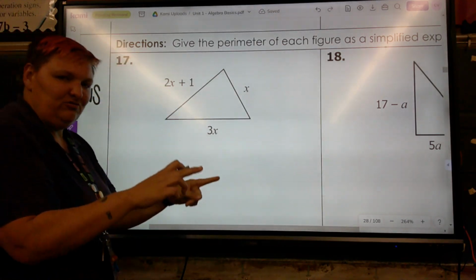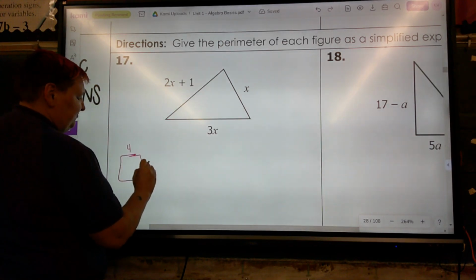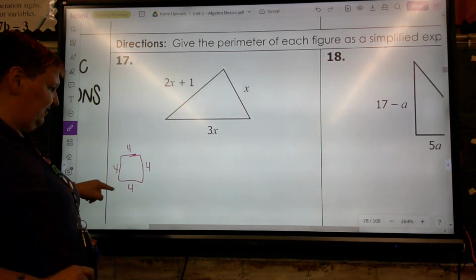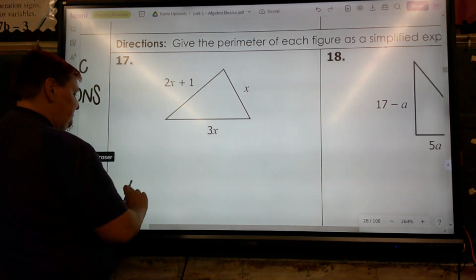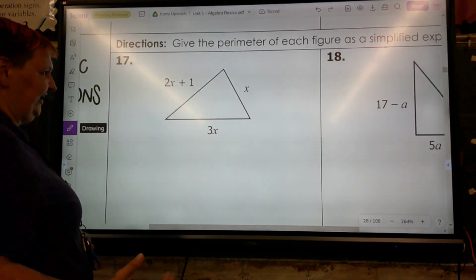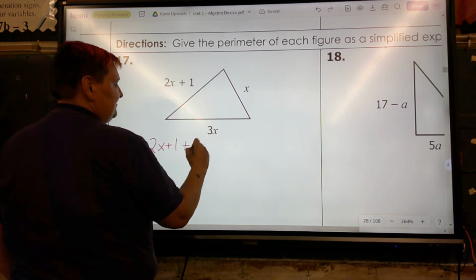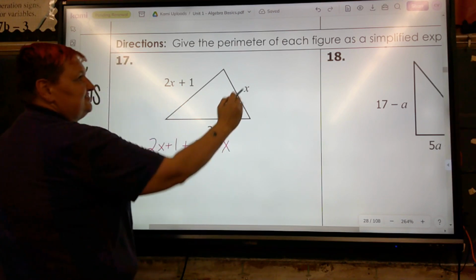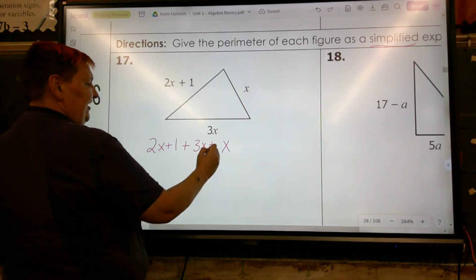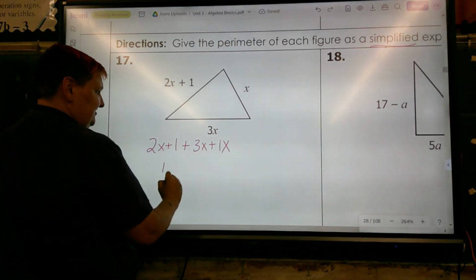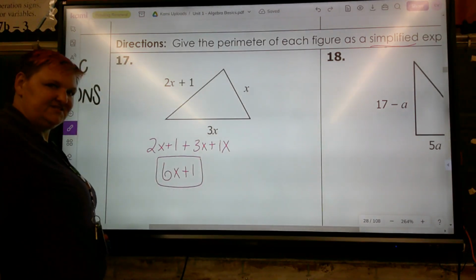Perimeter is the outer boundary, right? So the perimeter of a square would be 4 plus 4 plus 4 plus 4. The perimeter is 16, right? So all you have to do to figure out the perimeter is add up the outside. 2x plus 1 plus 3x plus x. And it says simplify. So combine your like terms. We have a 2x, a 3x, and a 1x. 6x. And we're left with one constant. That's the perimeter, 6x plus 1.